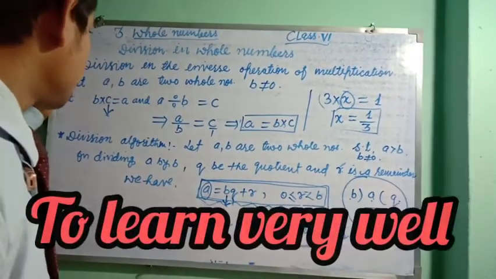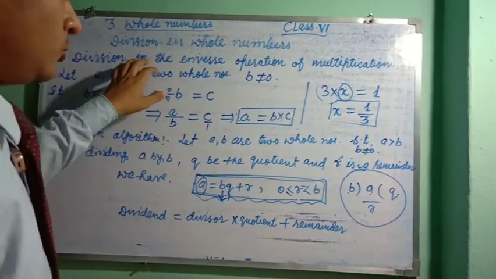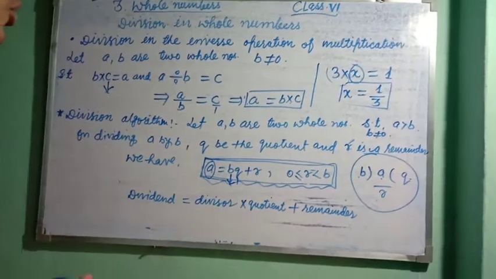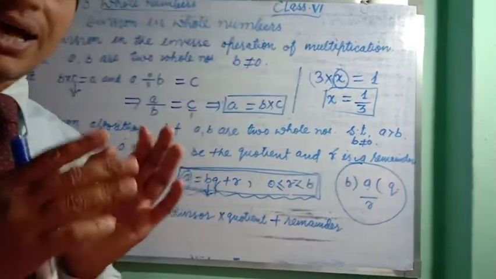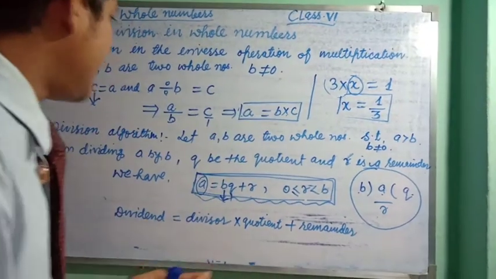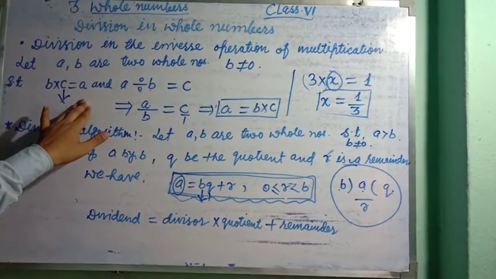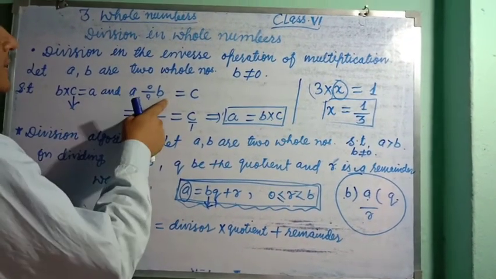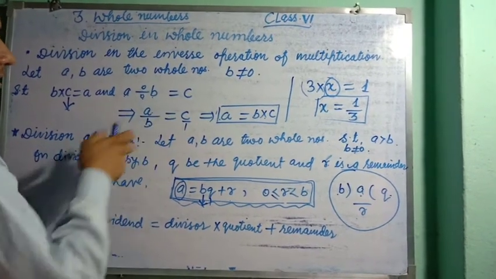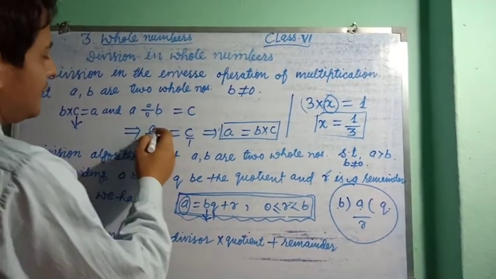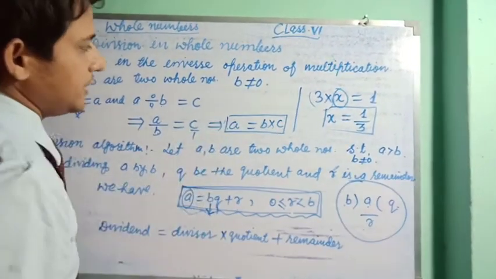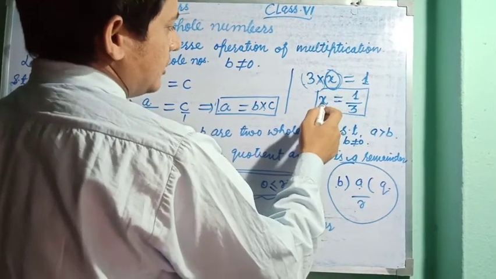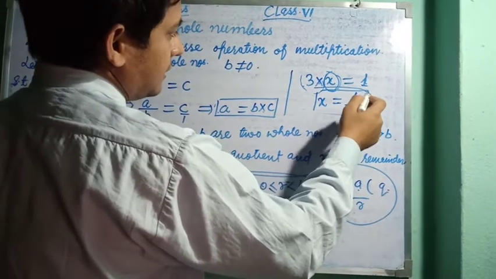Now let's get started. Division is the inverse process of multiplication. Suppose a and b are two whole numbers where b is not equal to 0. Finding another whole number c on dividing a by b, we have b cross c is equal to a, and this can be written as a divided by b, a upon b, equal to c. Then after cross multiplication we get a is equal to b cross c. As for example, suppose 3 multiplied by x is equal to 1, then x is equal to 1 by 3, with 3 as the denominator.